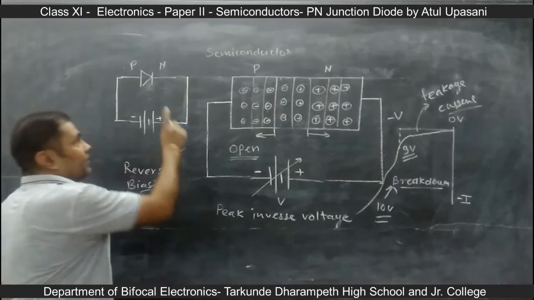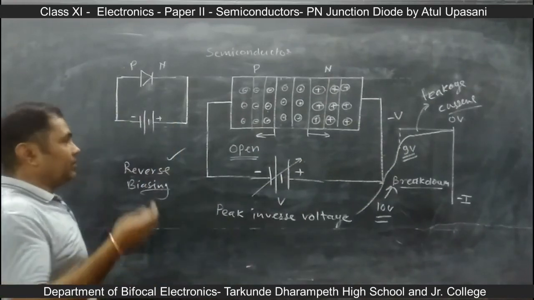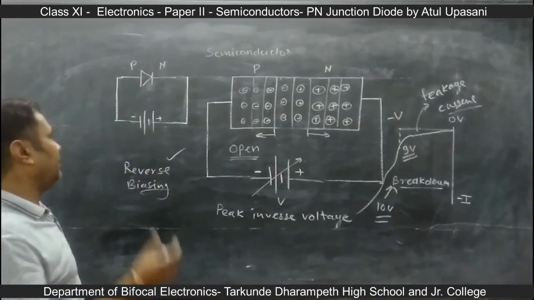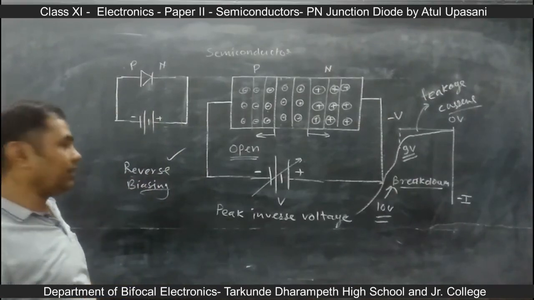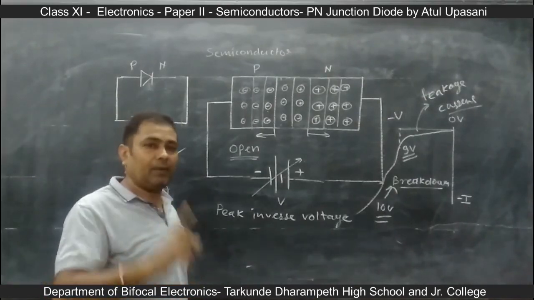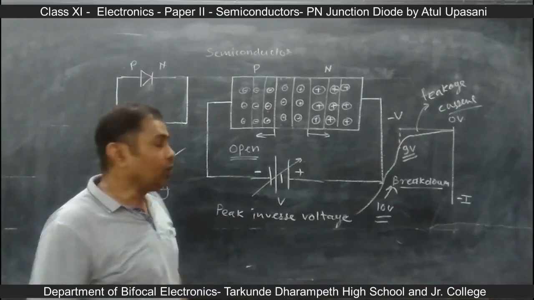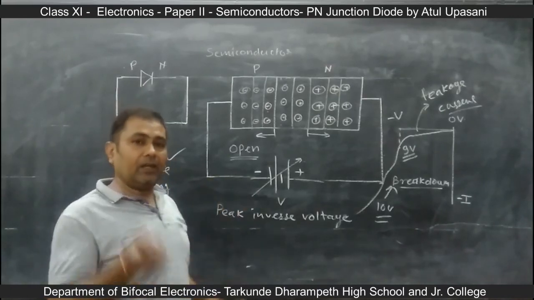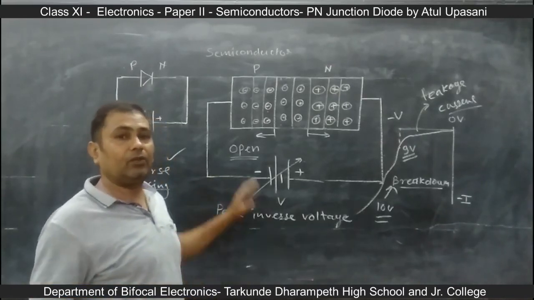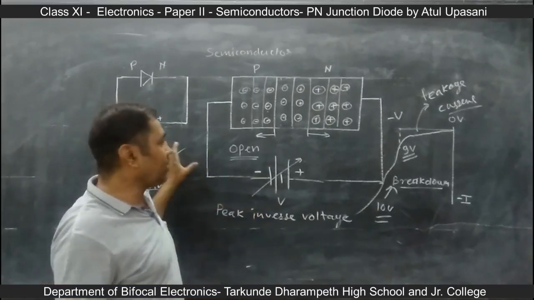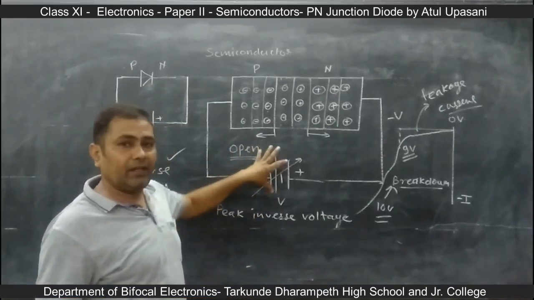So in this way, when a diode is to be connected in any electronic circuit, it can be connected in two ways. One is called forward bias, and the other is called reverse bias. During forward bias, the diode will conduct, and during reverse bias, it will not conduct. So this is how the diode works in an electronic circuit.